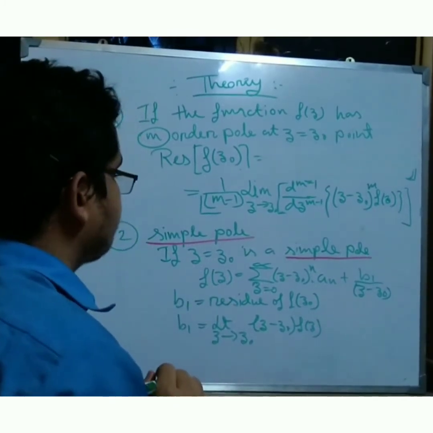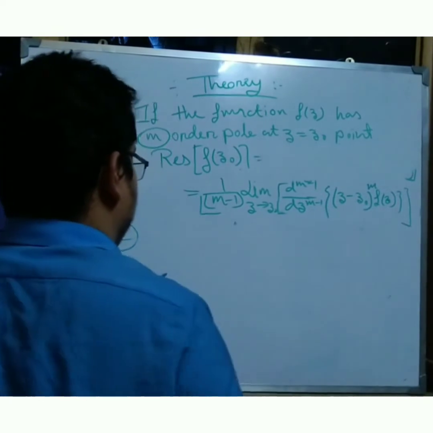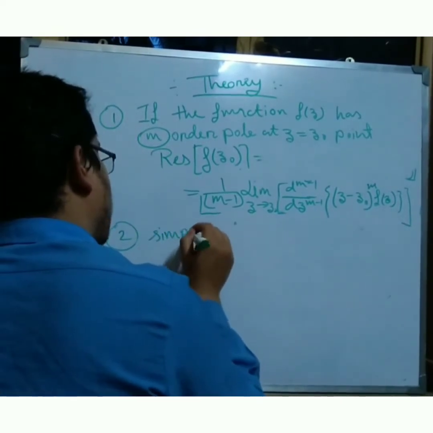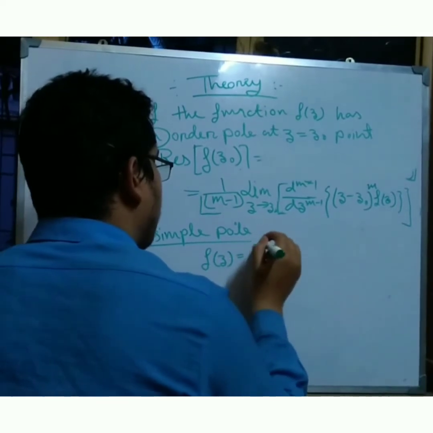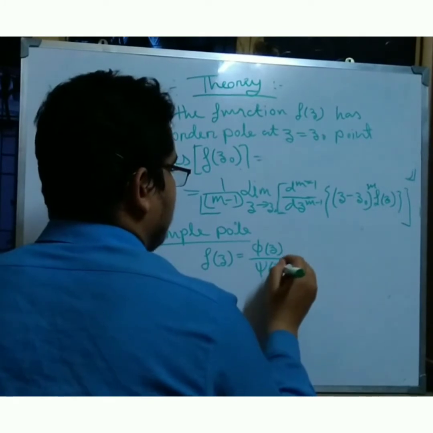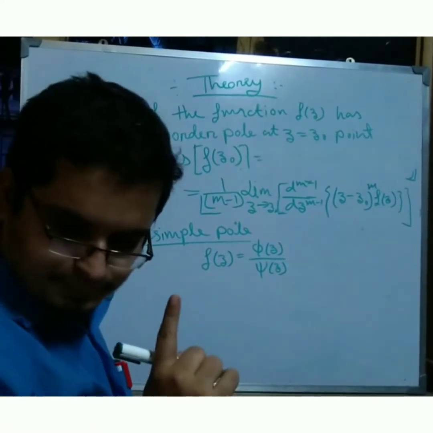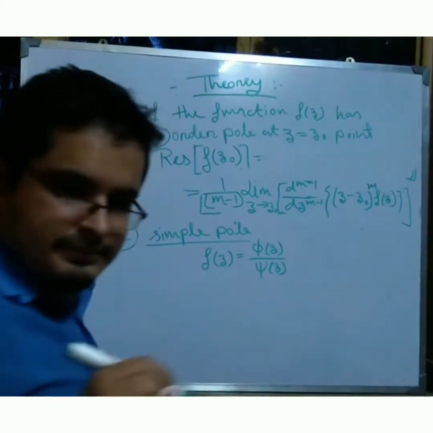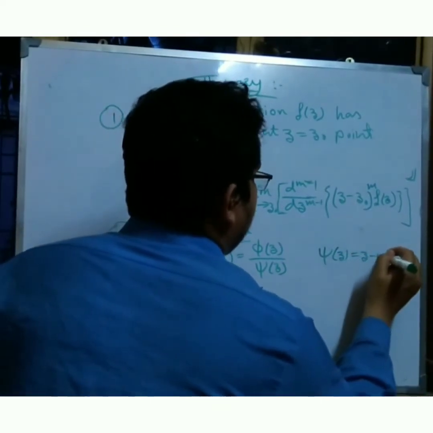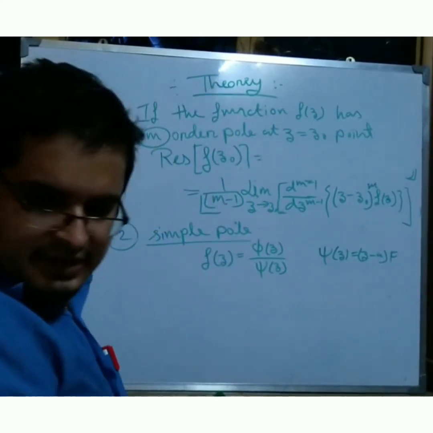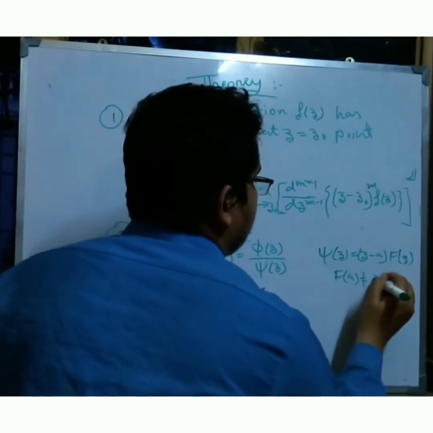And next, an alternative method you also have to learn: in case of a simple pole, f(z) is equal to phi(z) divided by psi(z), where psi(z) equals (z minus a) times f(z), where phi(a) does not equal 0.